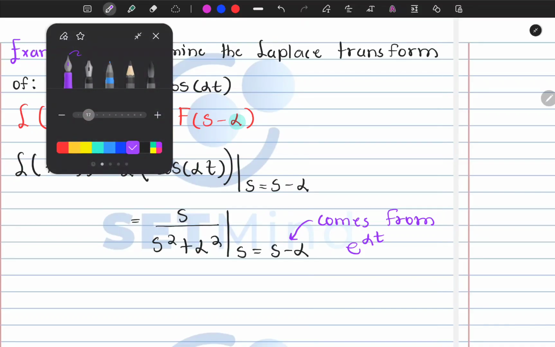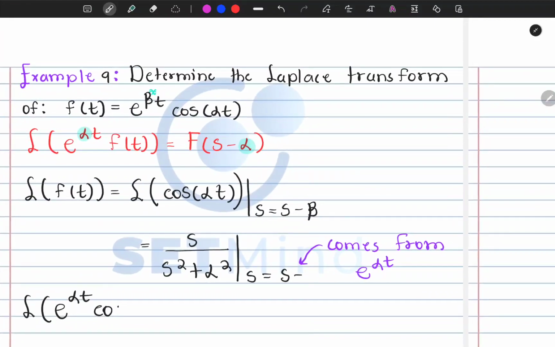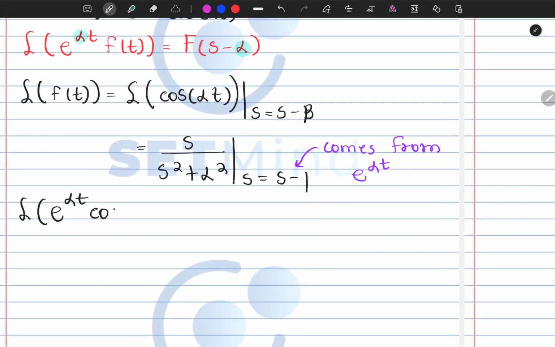Okay, so let's go ahead and see what we obtain. It means that whenever we're taking the Laplace transform of e to the alpha t, let me even use different letters, because once it's alphas, it just becomes confusing. So let's use beta there. We'll use beta for the e, and minus beta here.